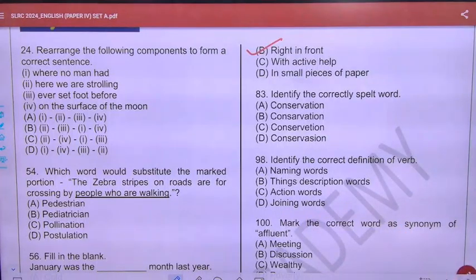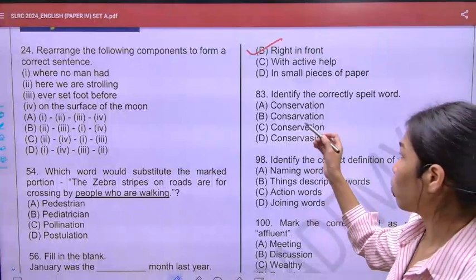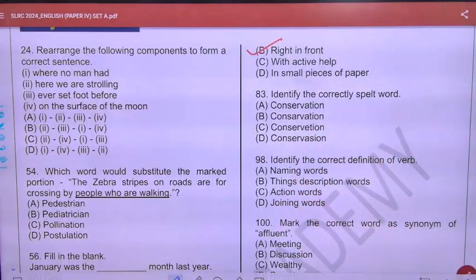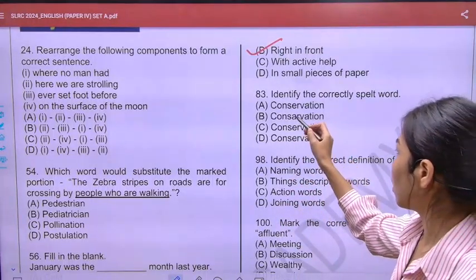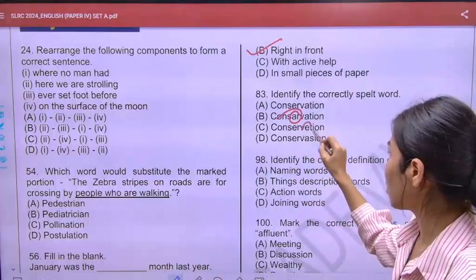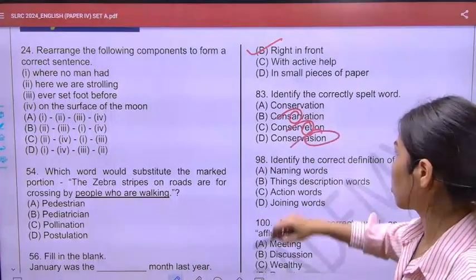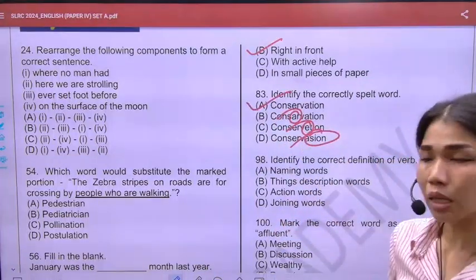Next one, identify the correctly spelled word. So for which word is the spelling asked? Conservation. So in conservation we can see there is the ending tion. So the answer should be option number A.